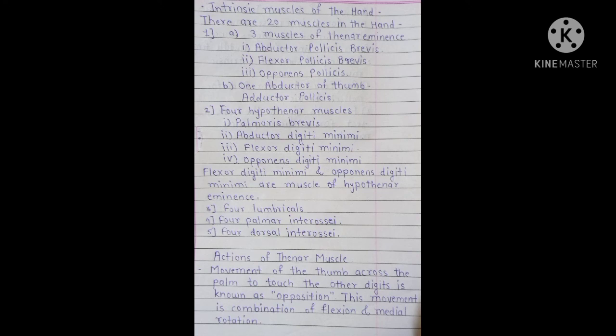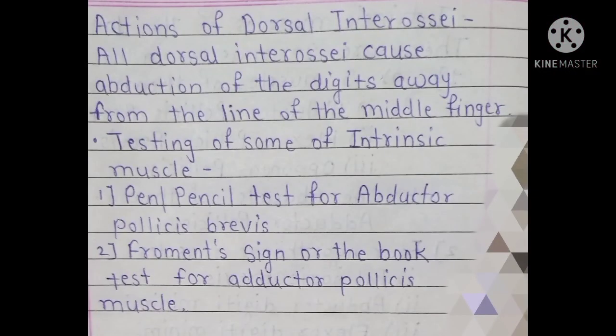Then the action of the thenar muscles is movement of the thumb across the palm to touch the other digits, known as opposition, and this movement is a combination of flexion and medial rotation. Then the actions of the dorsal interossei. All the dorsal interossei cause abduction of the digits away from the line of the middle finger.